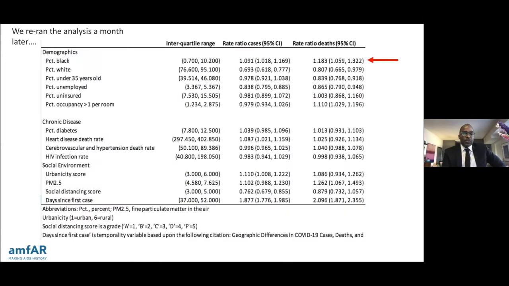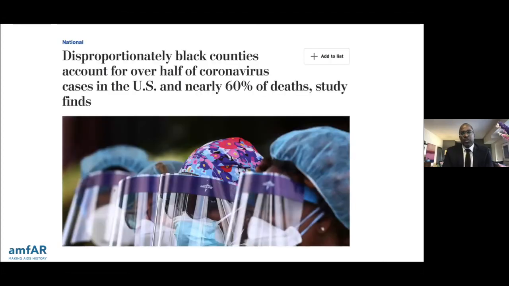Now, one of the things that we're interested in is whether this is a pattern that is only relevant to the data that we collected from April 13th. And we found that when we reran the analysis a month later, we found exactly the same association: a greater proportion of African Americans in counties was associated with both COVID-19 cases as well as deaths. So this is something that's durable. It's an association that's durable.